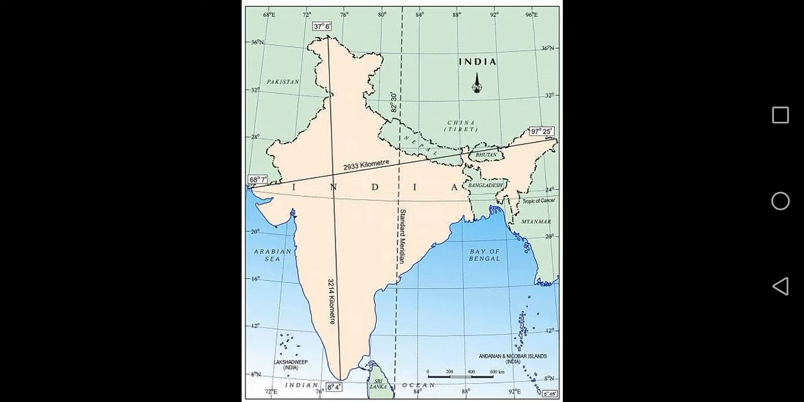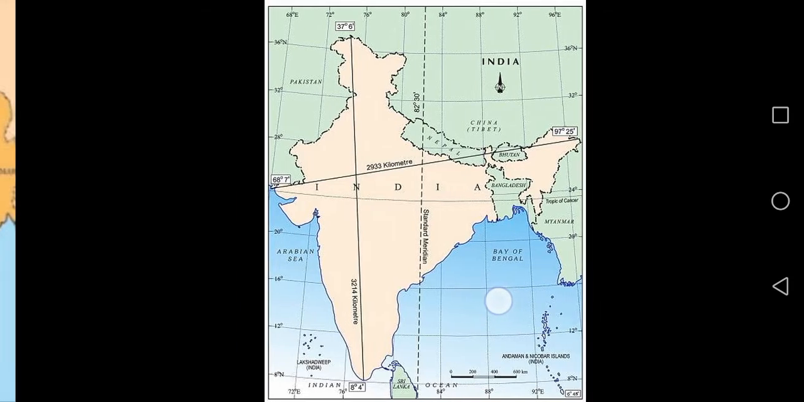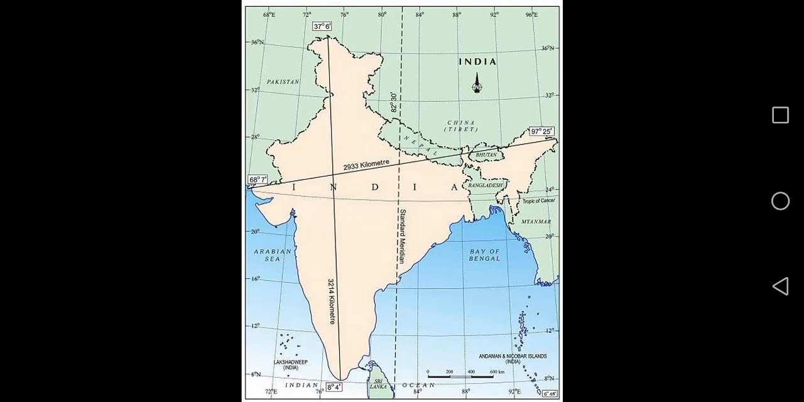of Cancer. That is a horizontal line which is dividing our country into two parts, northern India and southern India. So latitudes are horizontal lines, longitudes are vertical lines. You are watching on your map also. Another vertical line, which is also very important, is passing at the midway of our country, and that is known as the standard meridian of India.